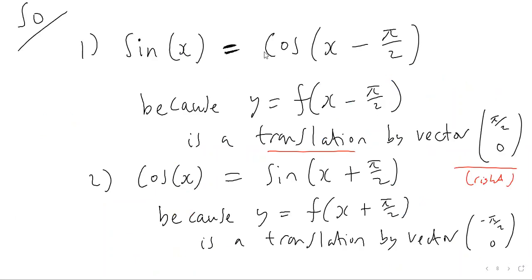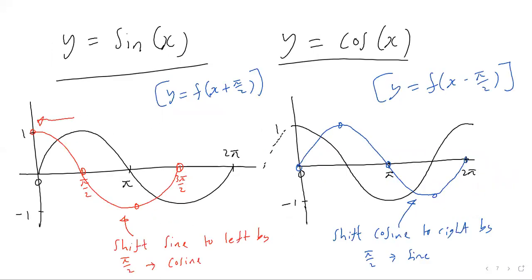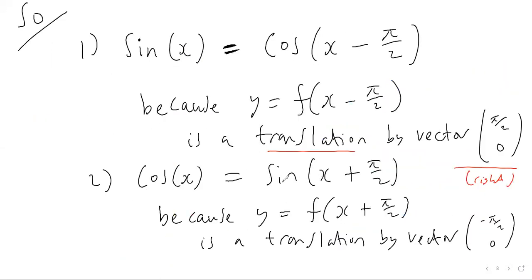And a similar thing down here again. When you translate the sine graph to the left by pi over 2, what you're really doing is sine of x plus pi over 2, so you're shifting to the left, and then you get cosine.